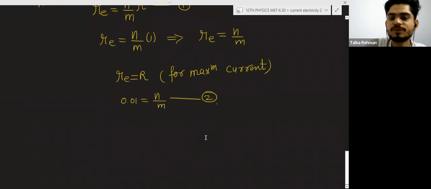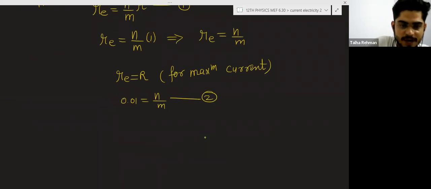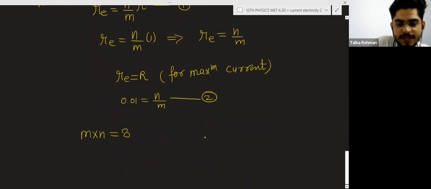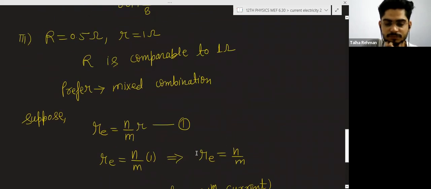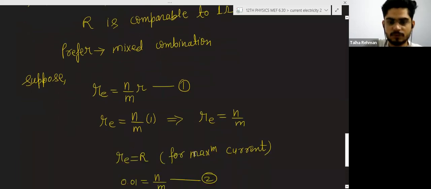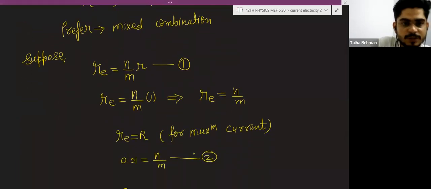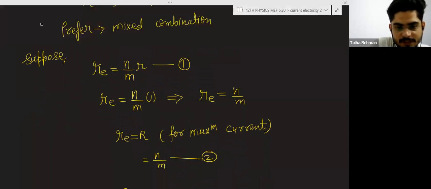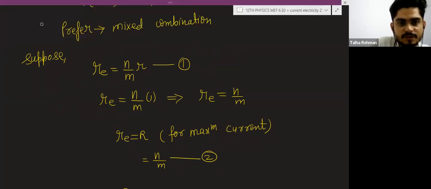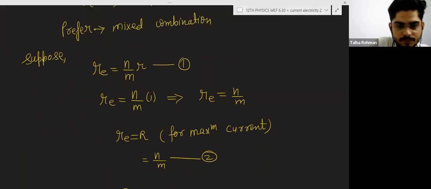And total number of cell, if you want to find, then what is the total number of cell? M into N is equal to 8 cells you have. Oh, this is not 0.01, this is 0.5. External resistance here is 0.5.